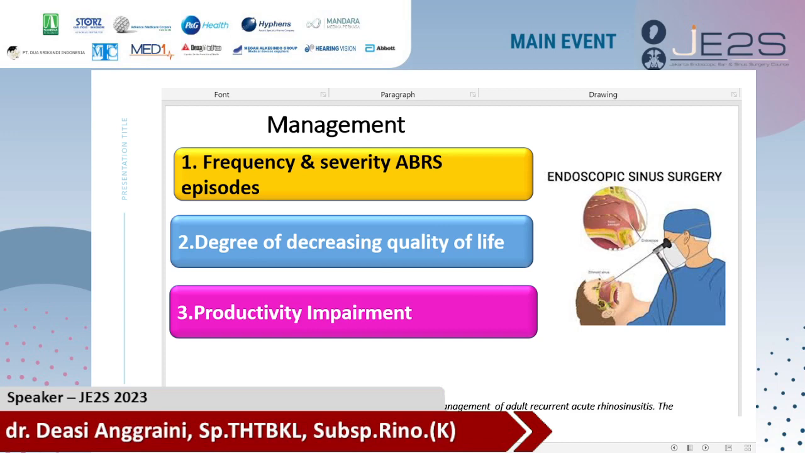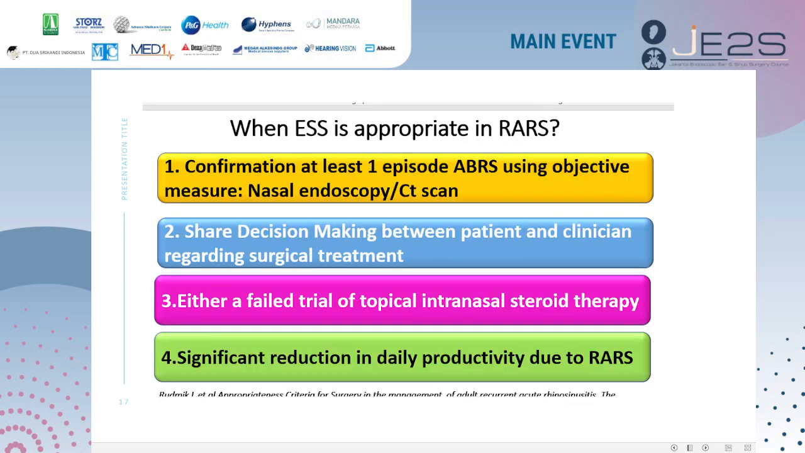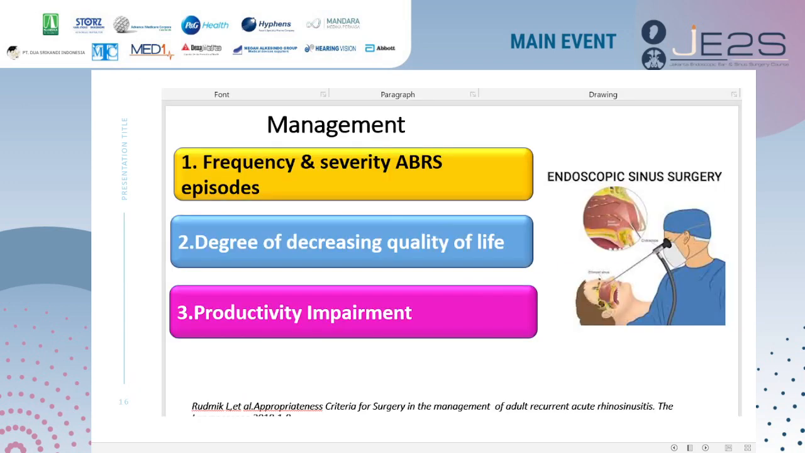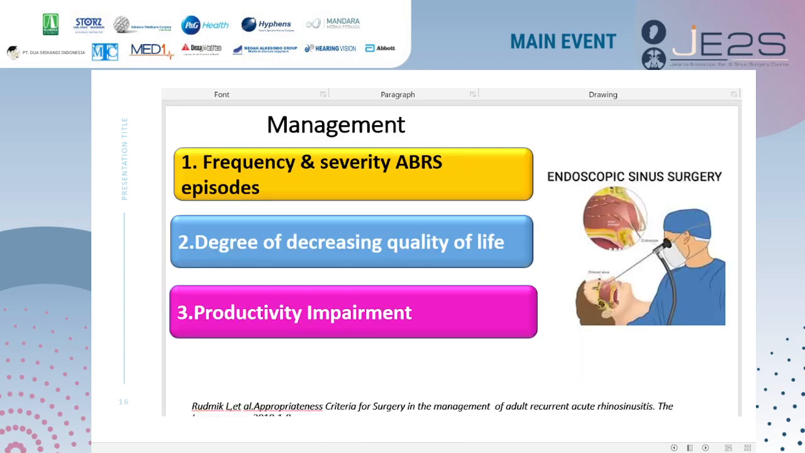As for management, after maximal medical treatment, in some patients the frequency and severity of acute bacterial episodes, with decreased quality of life and productivity impairment, make the patient with RARS almost the same as CRS. So some experts suggest performing surgery. Surgery is suggested for a patient with RARS if we already have confirmation of at least 1 episode of acute bacterial rhinosinusitis using objective measures, minimum nasal endoscopy and CT scan, and shared decision making between patient and clinician regarding surgical treatment, either after failed treatment with topical intranasal steroid or with significant reduction in daily productivity due to RARS.